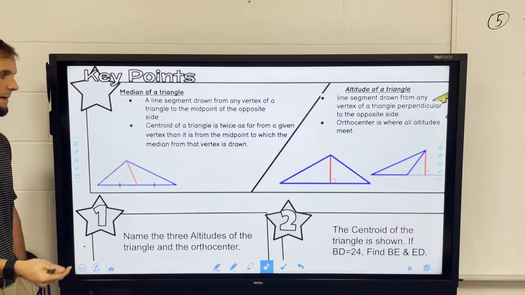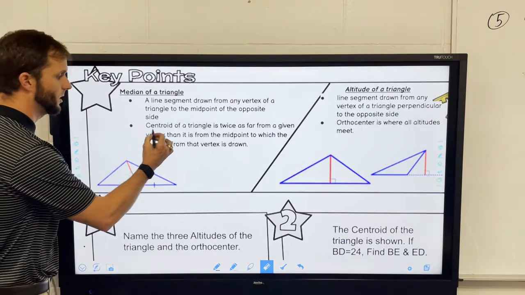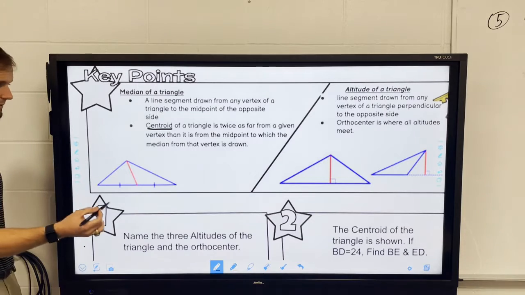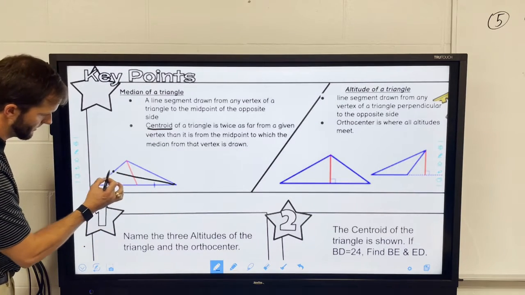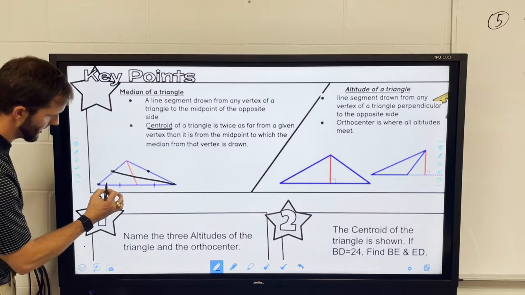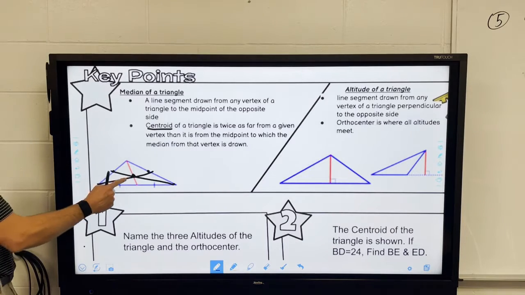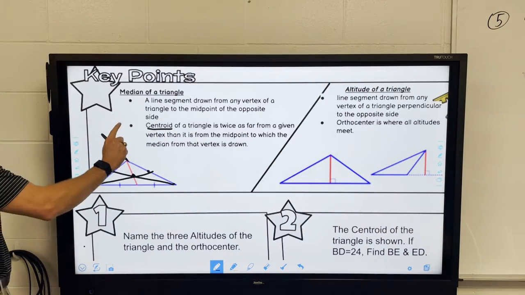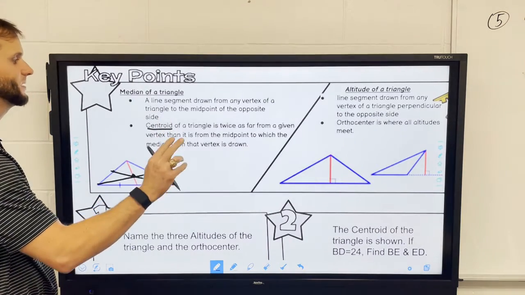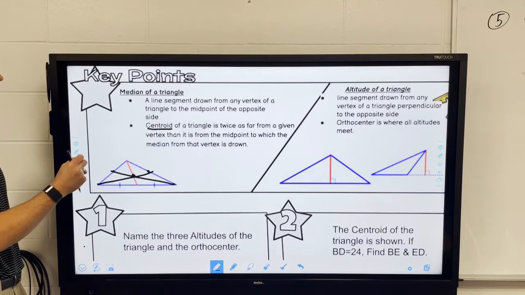Now something special happens whenever you draw all three of the medians: it creates a point called a centroid. If I find the median and draw a line, and then find another median and draw a line, it creates an intersection right here at the very middle. And that, ladies and gentlemen, is called your centroid. The centroid of a triangle is twice as far from a given vertex than it is from the midpoint to which the median from that vertex is drawn.